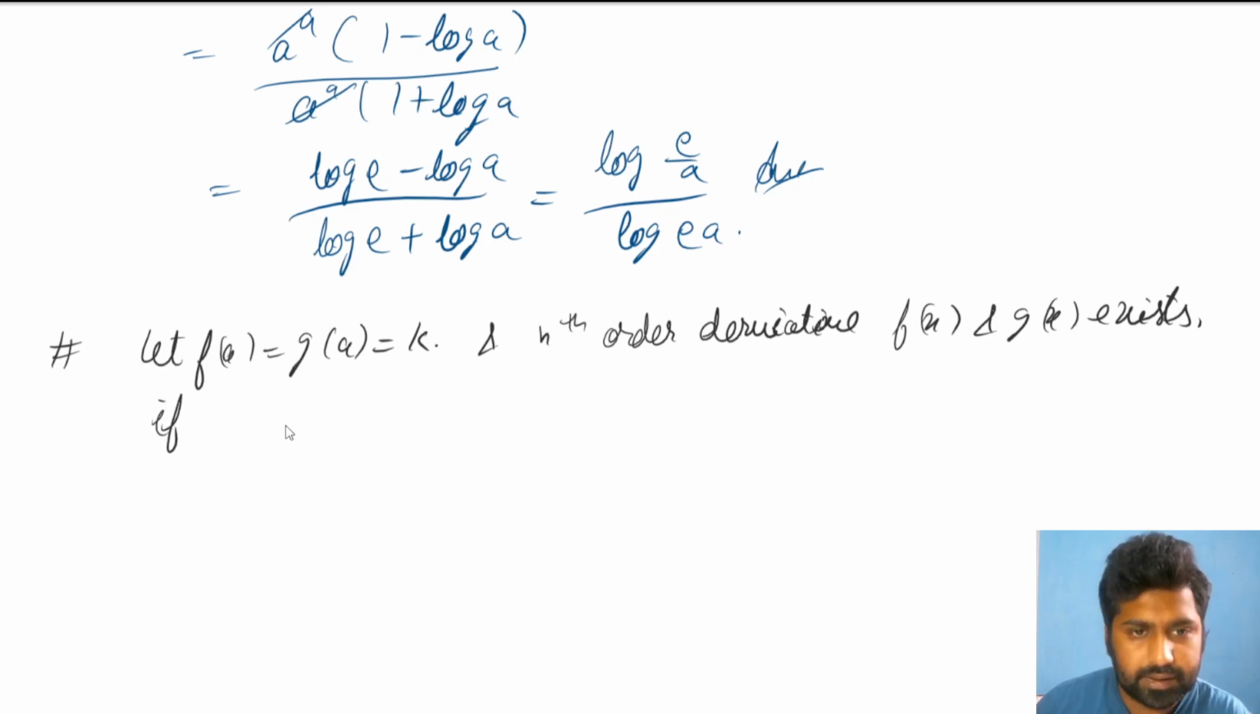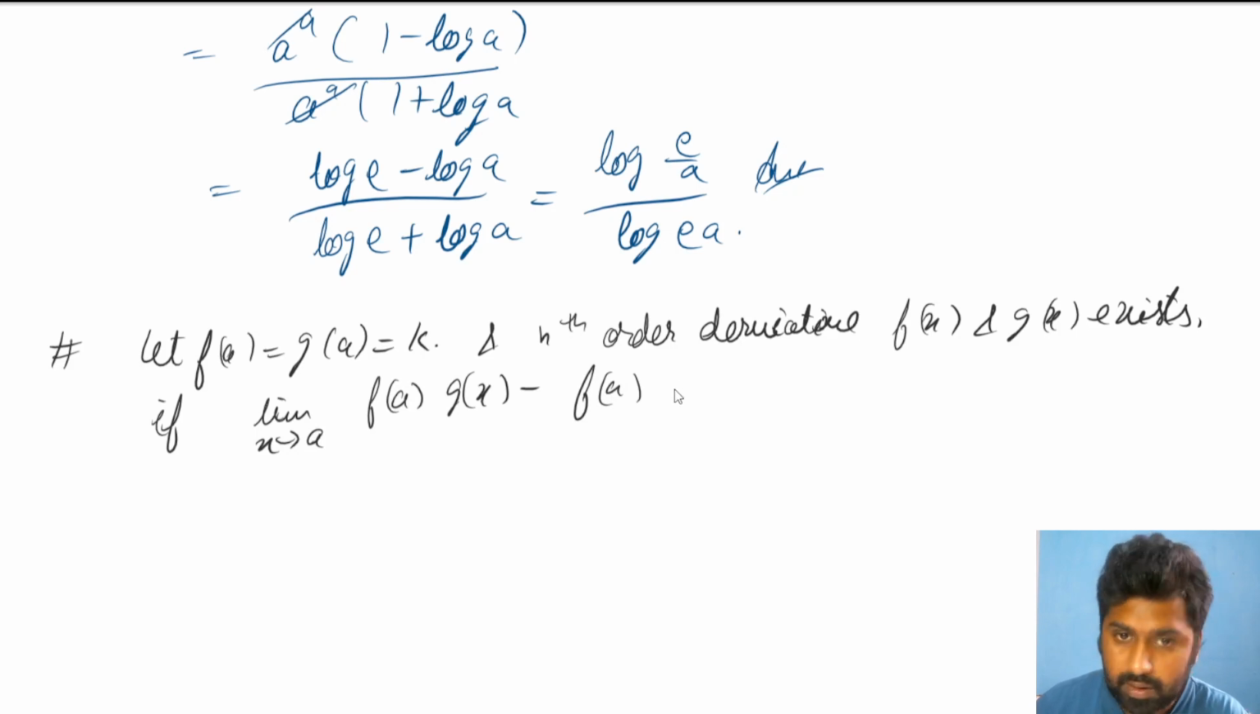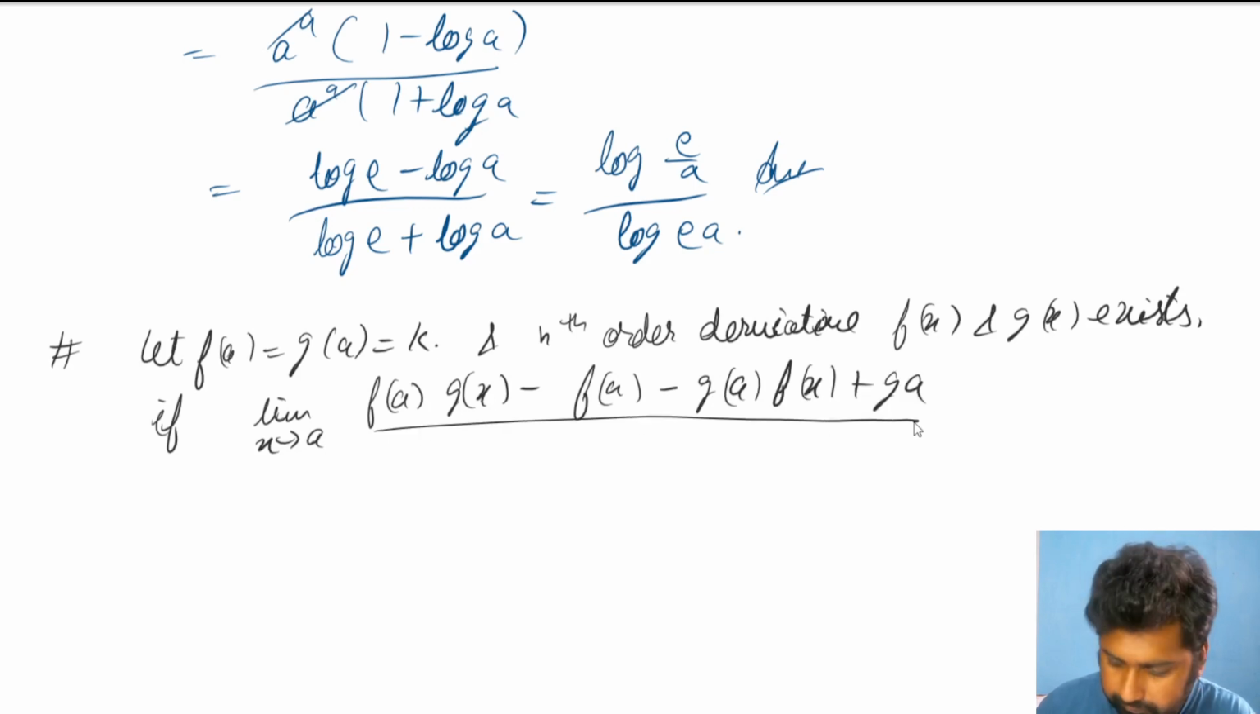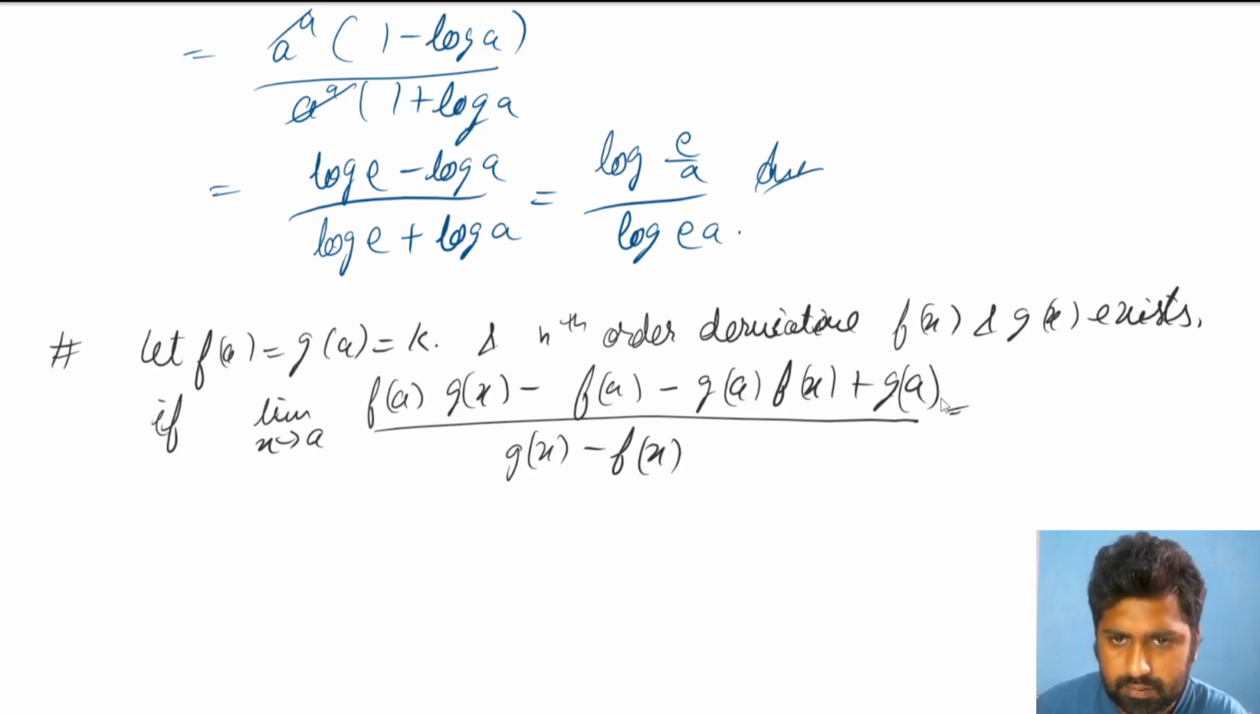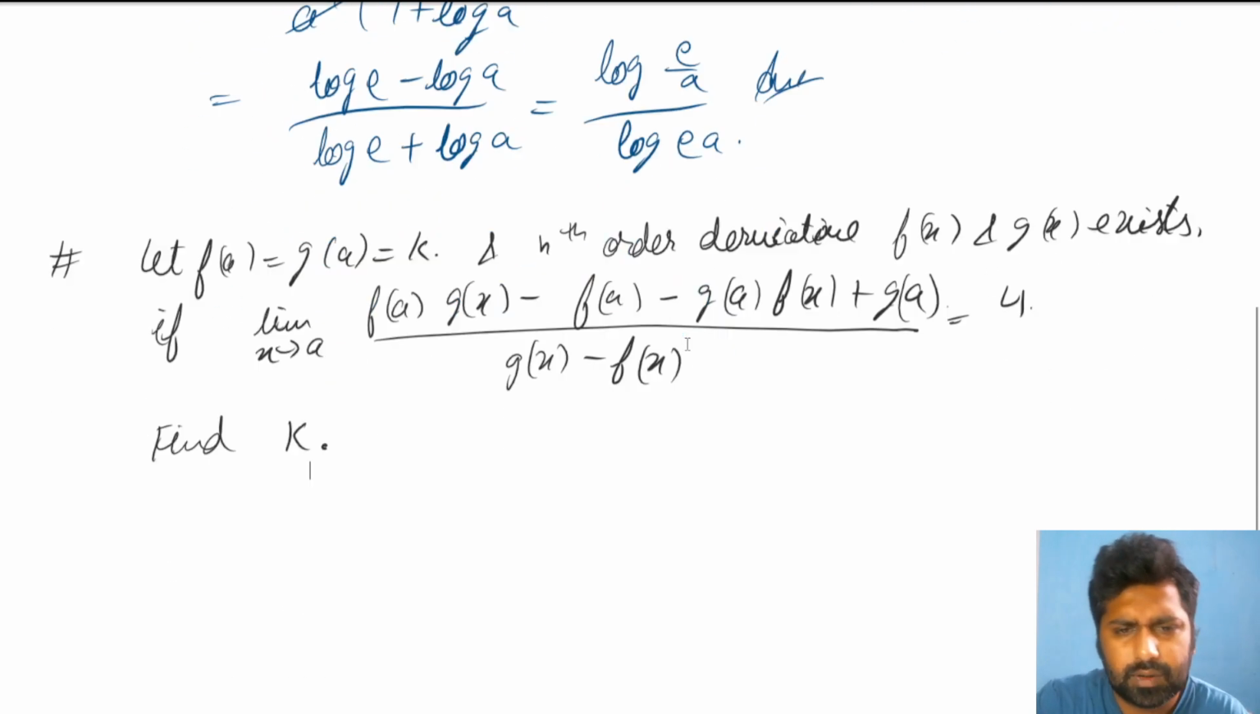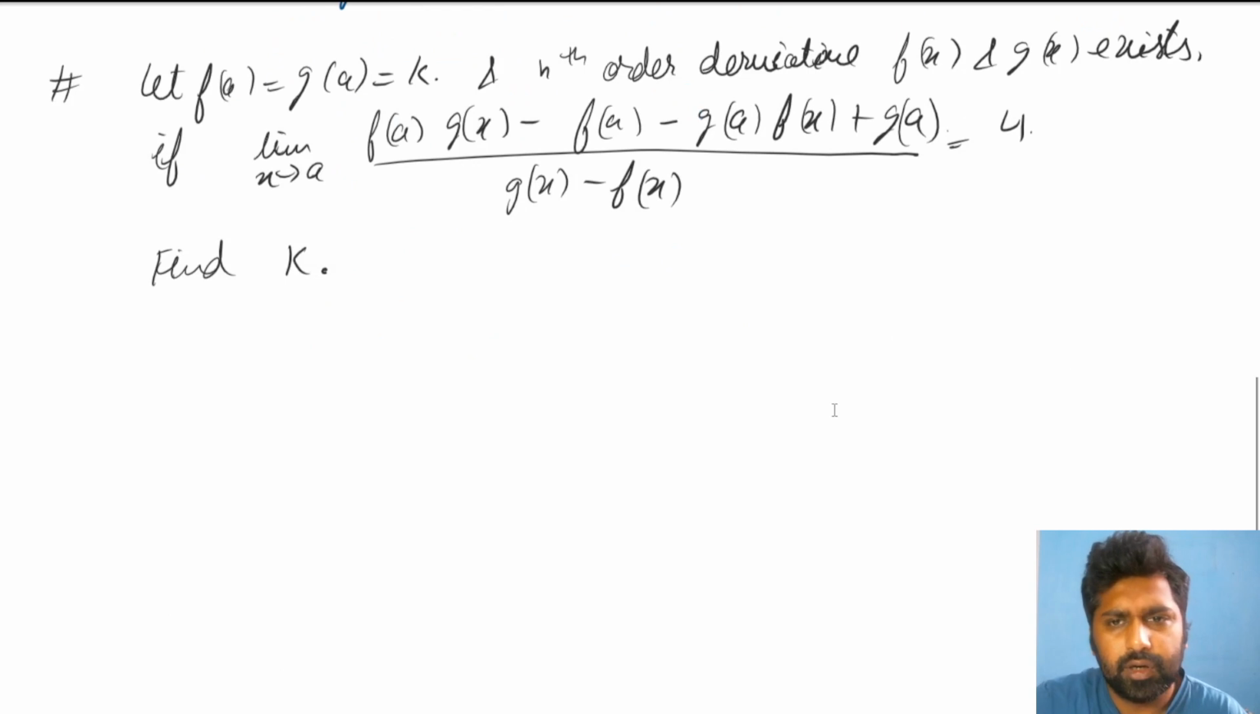If f limit extends to a, the limit as x tends to a of [f(a)g(x) − f(a)g(a) − g(a)f(x) + g(a)f(a)] upon [g(x) − f(x)] is 4. Find k. You have to find the value of k. Okay, so a weird looking question.